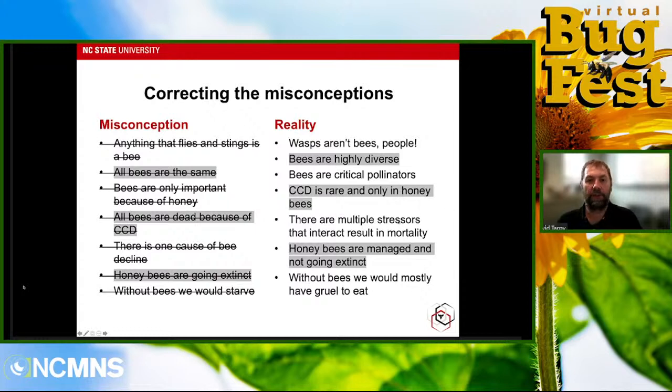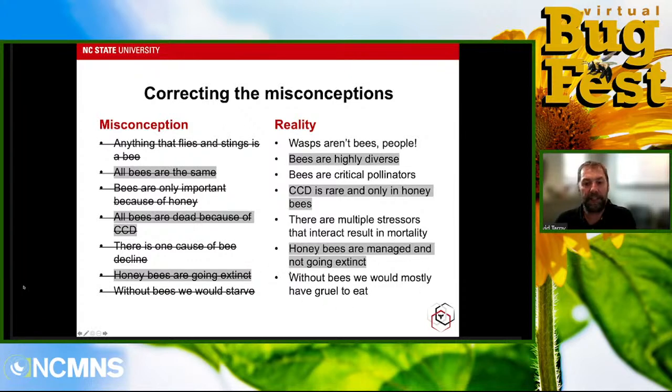Colony collapse disorder is actually very rare and only in honeybees. And it's not the case that all bees are dead and they've all died from CCD. There are multiple stressors that interact to cause the problems that bees are facing. There is no one single cause of all the bee problems. Honeybees are managed and they're not going extinct.